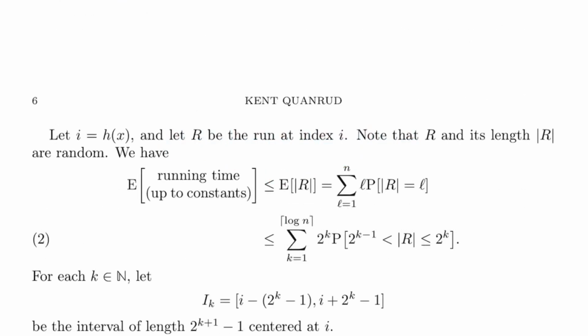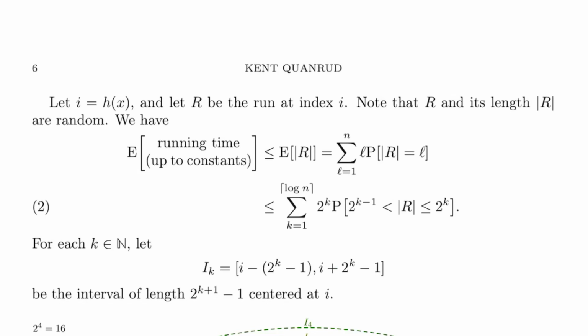Let i equal h(x), and let r be the run at index i. Note that r and its length, size of r, are random. The expected running time up to constants is the expected value of the length of r, which is equal to the sum, for L equals 1 to n, of L times the probability that the length is exactly equal to L. So this is exactly the definition of expectation. And then we're going to bucket these lengths by factors of 2. So we sum over k from 1 to log n, 2^k times the probability that the length of the run is between 2^(k-1) exclusive and 2^k inclusive.